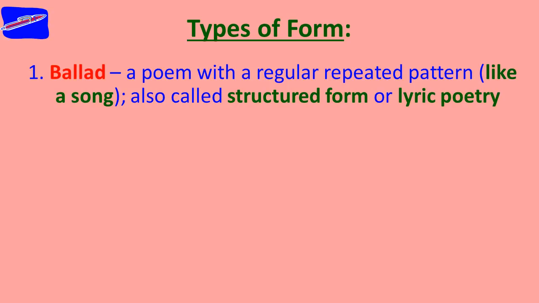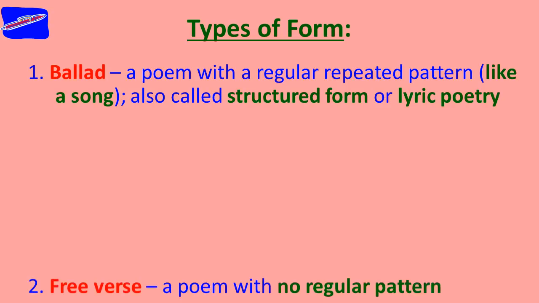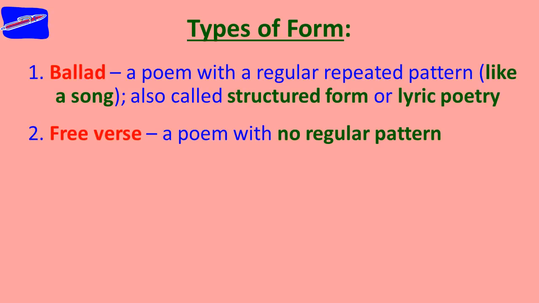The first type of form is called a ballad. A ballad is a poem with a regular repeated pattern, sort of like a song. Ballads are also sometimes called structured form poetry or lyric poetry. But no matter what you call them, the important thing is that they have a pattern, and usually that pattern consists of rhyming lines and even a specific rhythmic pattern. Ballads are very different from our second type of poem, which is called free verse. Free verse refers to a poem with no regular pattern. Free verse poems will lack things like rhyme, rhythm, and meter.